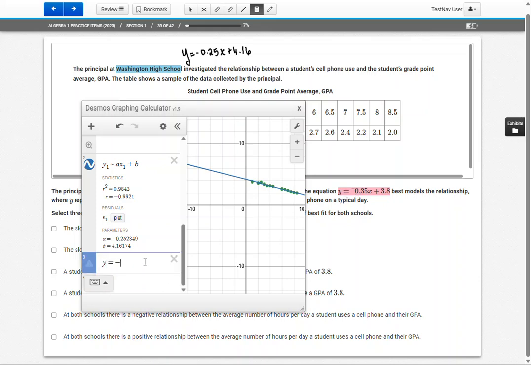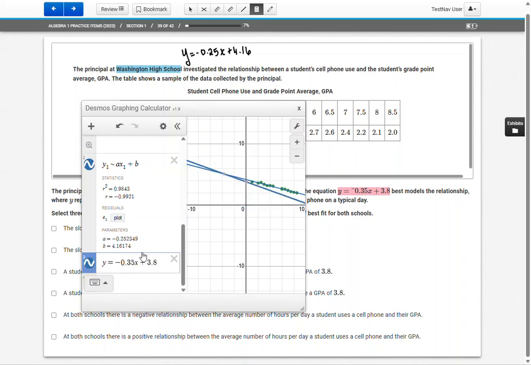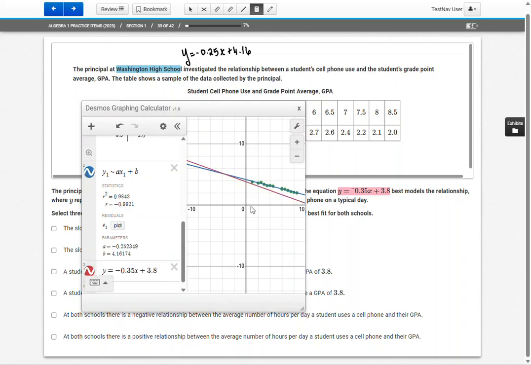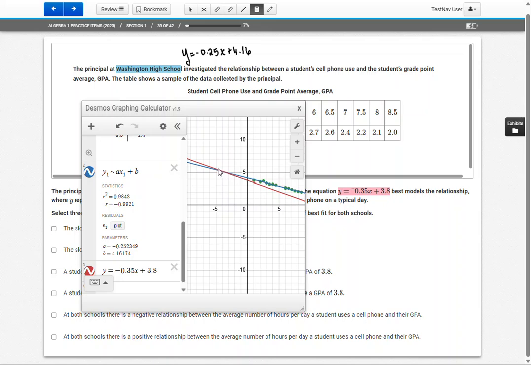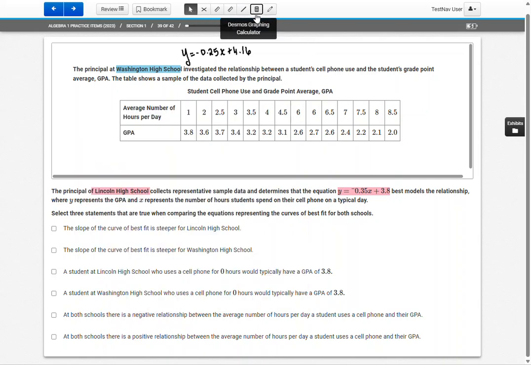So you have y equals negative 0.35 x plus 3.8. Let me make that red. So you notice that the slope for Lincoln High School is steeper than the slope for Washington. Steeper just means that it is going down faster, or you can see that it's going closer to the y-axis. So we can say that it's steeper for Lincoln.